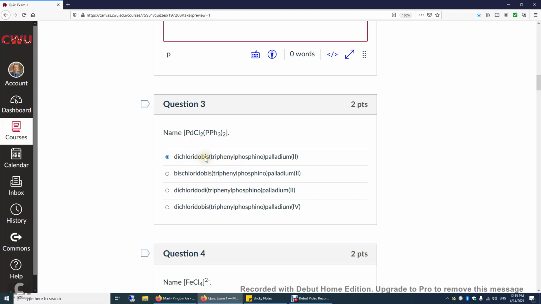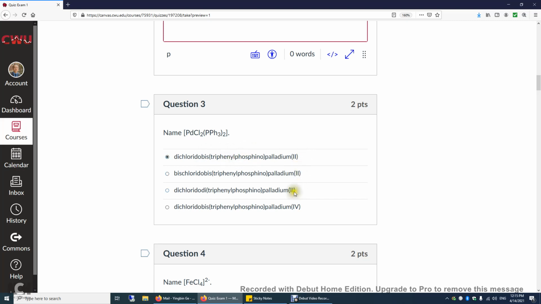Again, when you use bis, tris, tetrakis in front of a very complex ligand name, usually it's to avoid confusion. So, for example, over here, if you say ditri, I mean, it doesn't sound right. So we change di to bis here in front of a complex ligand name.